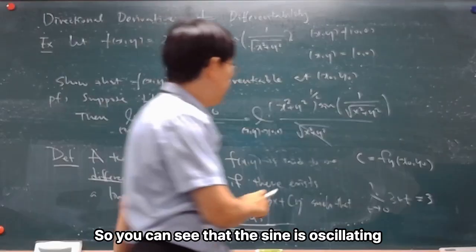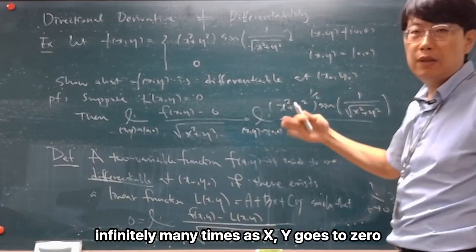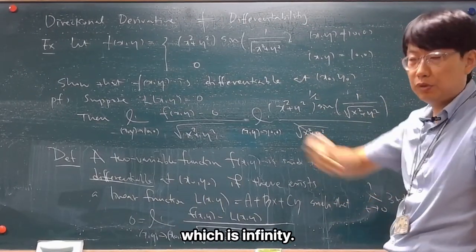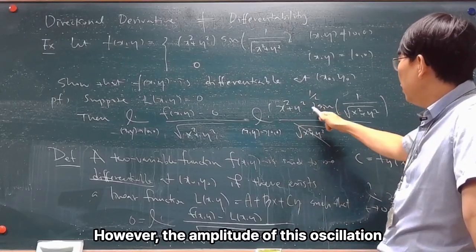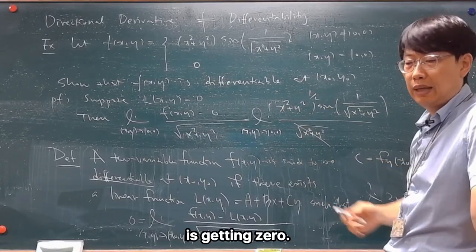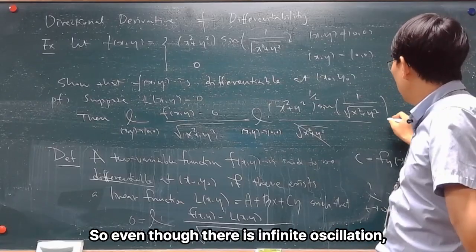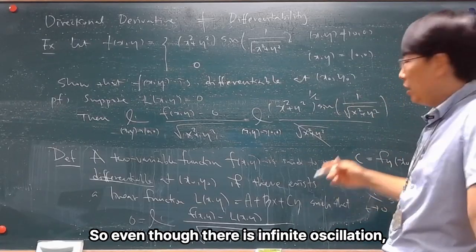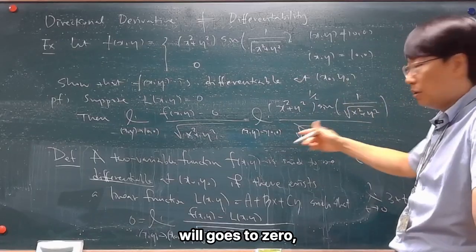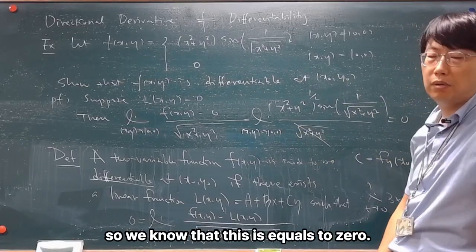So I'm looking at the limit of this formula as (x, y) goes to (0, 0). You can see that the sine is oscillating infinitely many times as (x, y) goes to 0, because it goes 1 over 0, which is infinity. However, the amplitude of this oscillation is getting smaller and smaller. So even though there is infinite oscillation, the overall size of this value will go to 0. So we know that this is equal to 0.